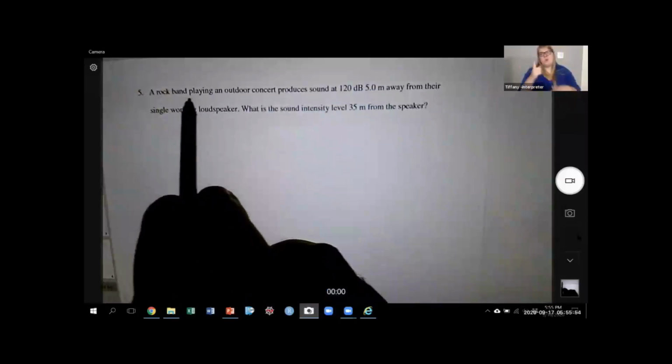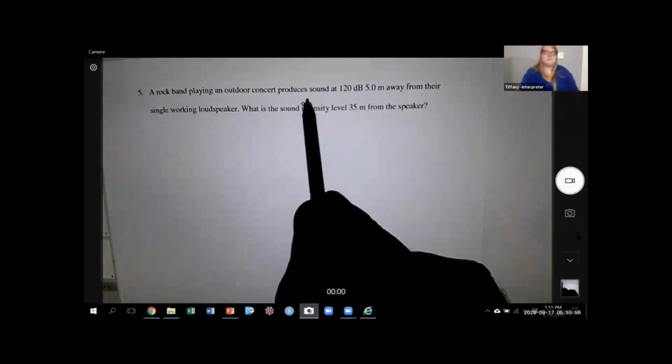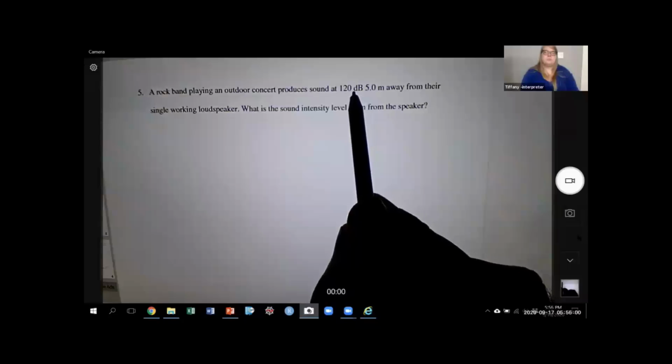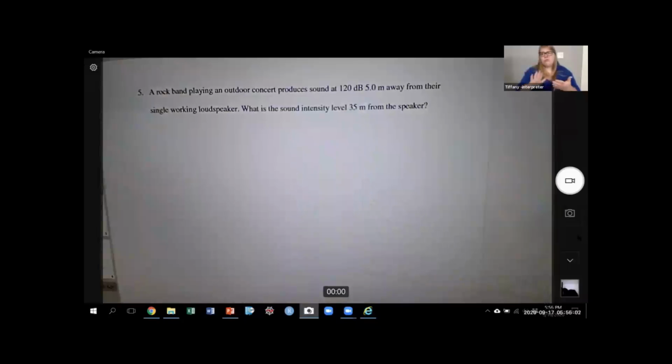A rock band playing an outdoor concert produces a sound at 120 decibels. A rock concert usually produces that much sound level; that's the actual number. A rock band produces sound just like a single jet engine. 120 decibels is a very intense sound. At 5 meters away from their single working loudspeaker, what is the sound intensity level at 35 meters away?